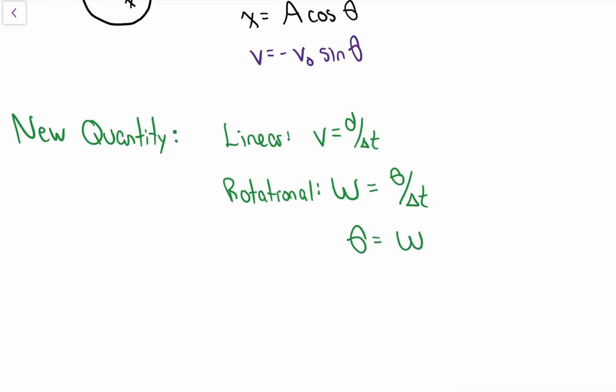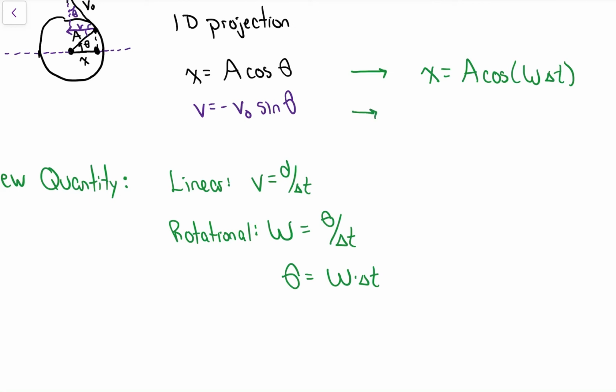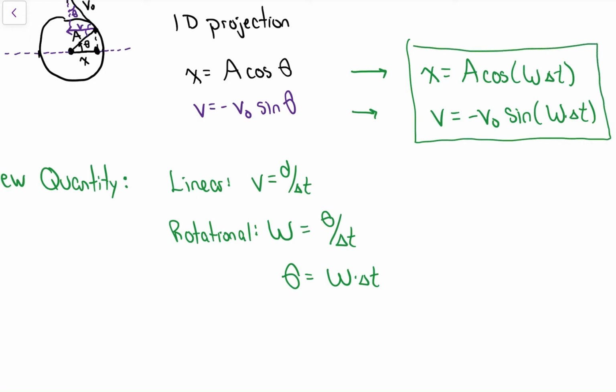Or if we rearrange it, theta is equal to omega times delta t. We can sub that into those two equations we just came up with to get nicer versions. x is equal to A cos(omega times delta t). So that's a function that tells us where a simple harmonic motion object is at any particular time. And the other function, v equals negative v naught sine, then in brackets, omega times delta t. That's a nice equation that tells us how fast it's moving at some arbitrary time.